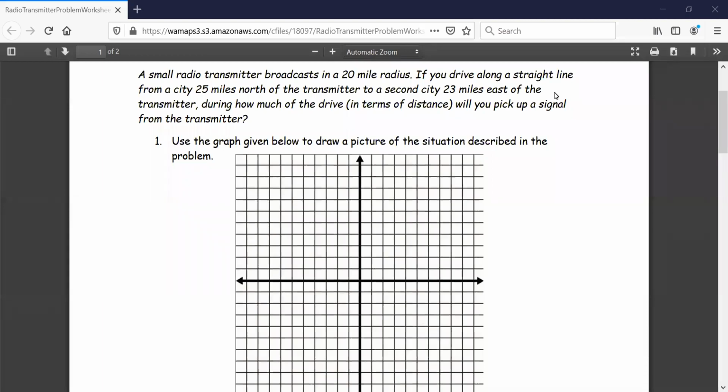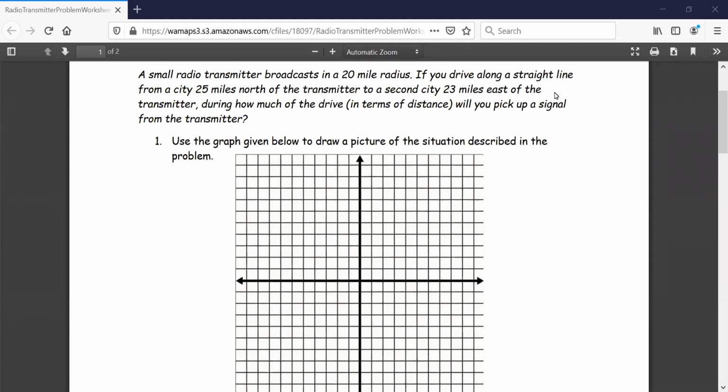All right, greetings everyone. The purpose of this video is to go over some of the details from the final problem on your section 5.1 homework. It's called the radio transmitter problem, and it's a really good problem. It kind of shows some applications of all the different things we've learned in this section.